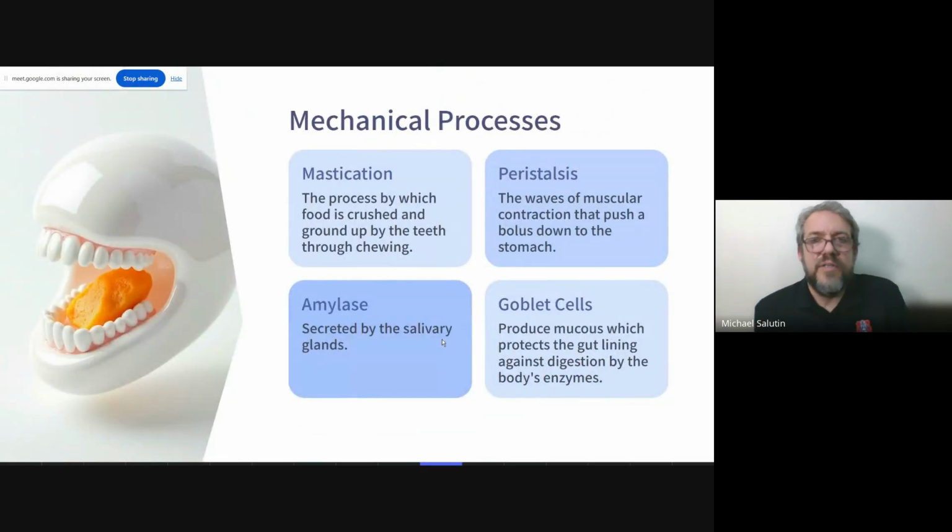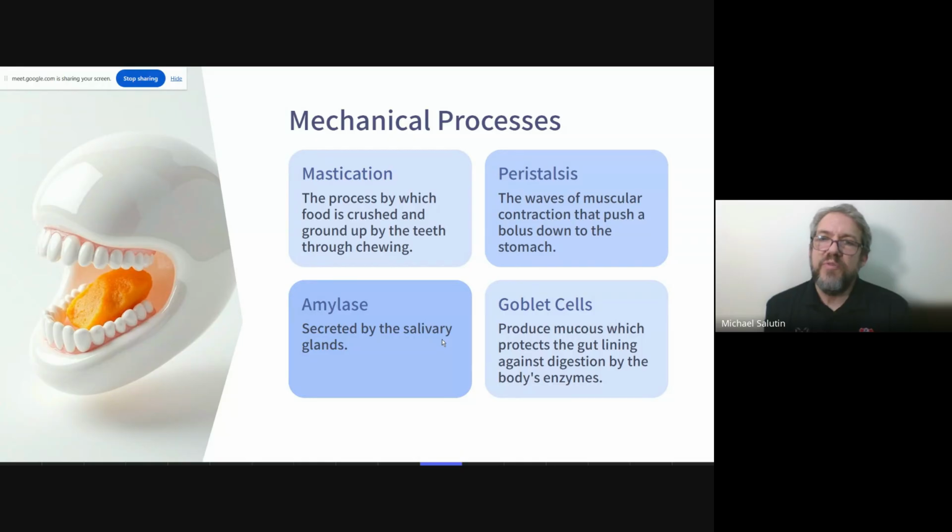Okay, a few other definitions that you need to know. Mastication is the scientific word for the mechanical digestion that occurs in the mouth, the process by which food is crushed and ground by the teeth through chewing. So this is literally chewing. It's called mastication.